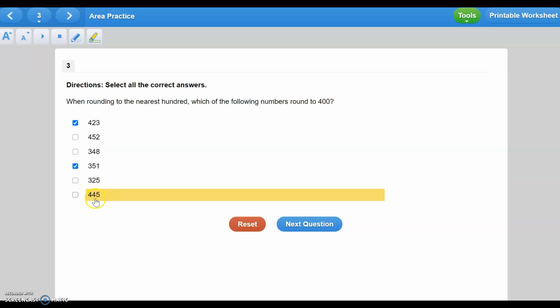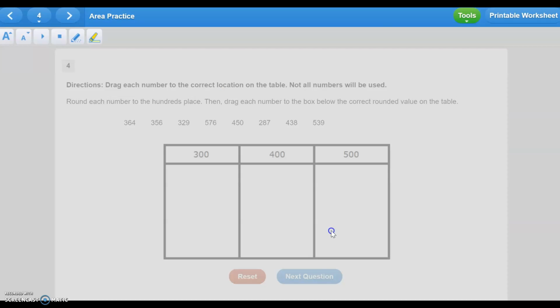My last one, 405. Right next to the hundreds place is a 4, 4 and below, let it go. So that one would stay at 400. Make sure you have the correct one selected. It may be mixed up, so make sure you have the right numbers. And then click Next.